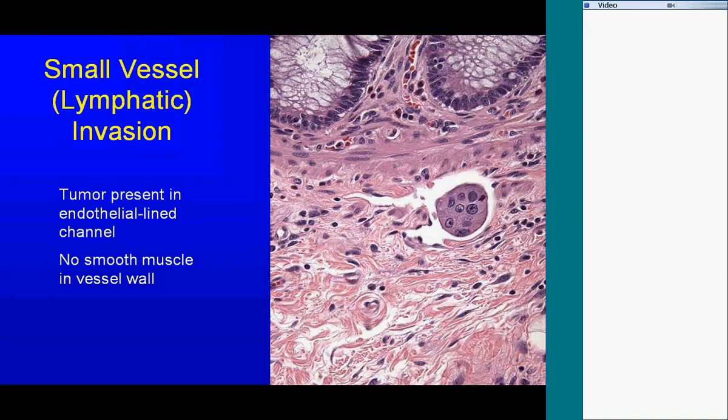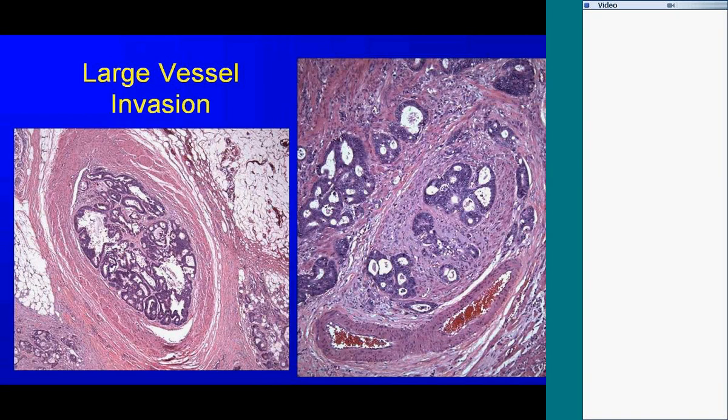Here's an example of small vessel or lymphatic invasion, tumor present in an endothelial lined channel, no smooth muscle in the vessel wall. And here are some examples of large vessel invasion, which represent invasion of veins. You can see in the figure on the right, there's an artery down at the bottom of the field, and the tumor present in what is likely a vein above it, and a large vessel in the photograph on the left as well.